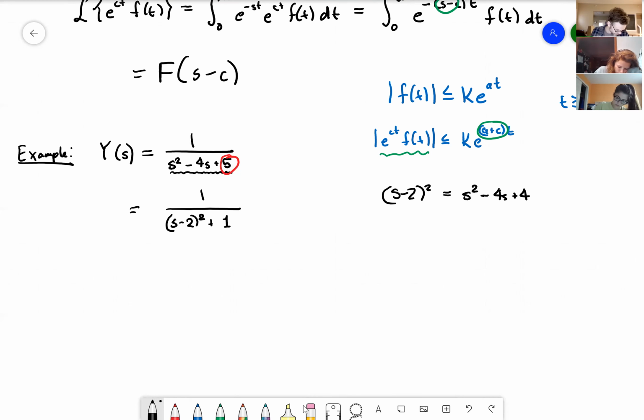Now, if we think of f of s as equal to 1 over s squared plus 1, which we know how to take the inverse Laplace transform of, then this thing right here is just that thing shifted. Right? It's just s replaced with s minus 2.